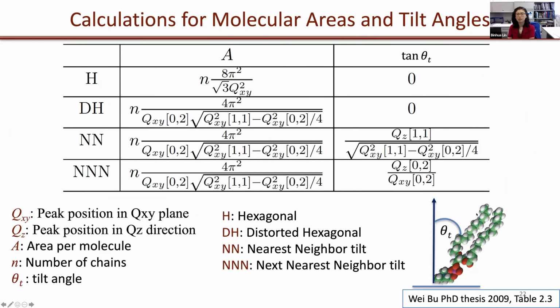So after you solve the structure of the monolayers that you measured, you were able to use these equations listed here, and this is again from Wei's thesis, to obtain the tilted angle and the area per molecule. A lot of people are interested in that. So you get the peak positions, you get all the other things from your diffraction peaks. And that's part of your second assignment.